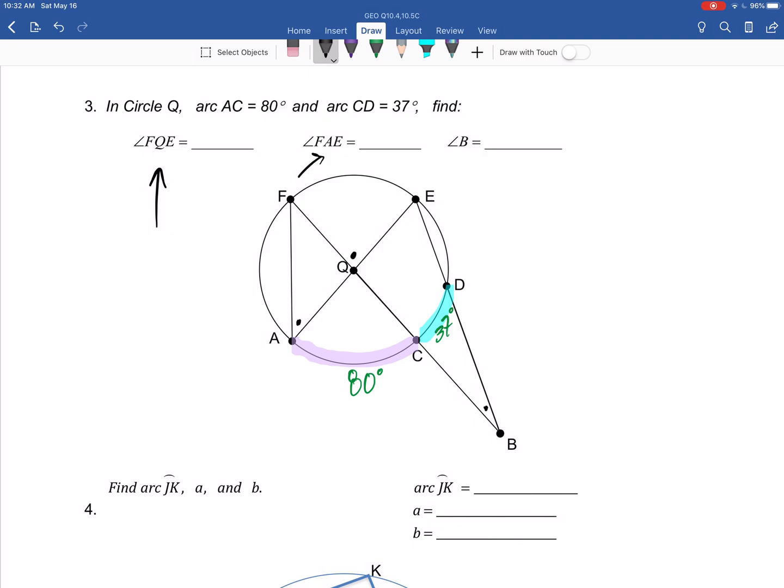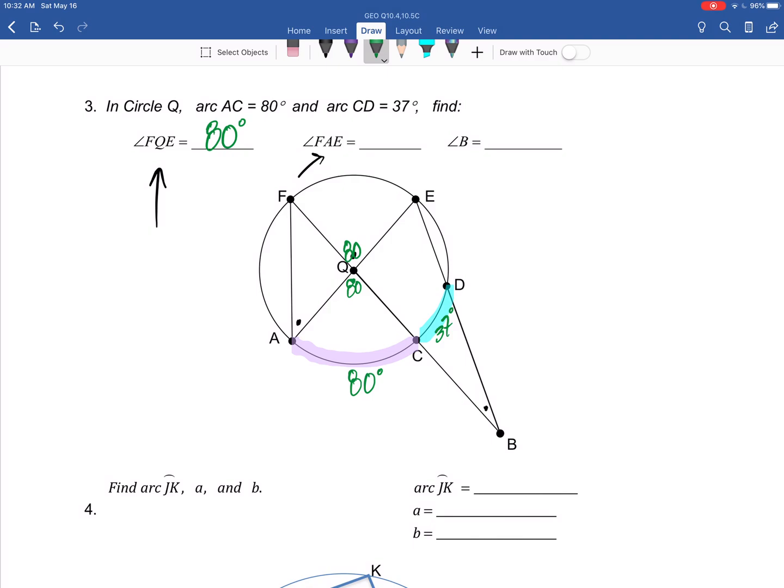Well, here's what I know. First of all, hey, how is a central angle compared to its arc? They're the same. A central angle is the same as its arc. Wait a second. If that's 80, that's 80 vertical angles. FQE, let's put it down. 80 degrees.